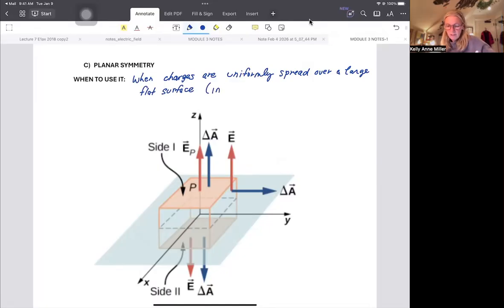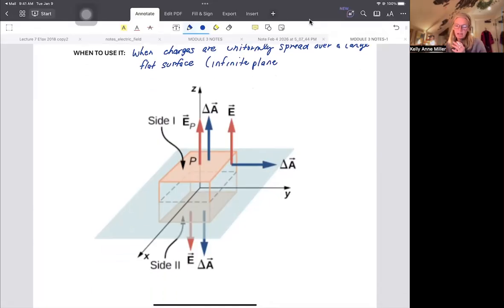Okay, the classic is the infinite plane situation. I've included a diagram from the textbook just because it's really hard to draw. I didn't have any confidence in my ability to draw this. But let's just look at what this is.